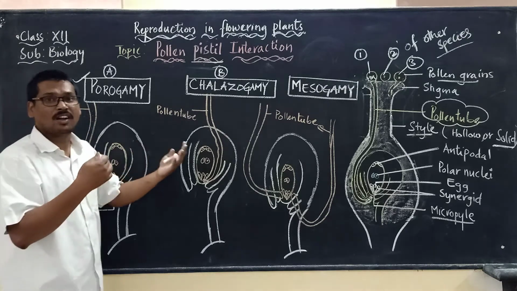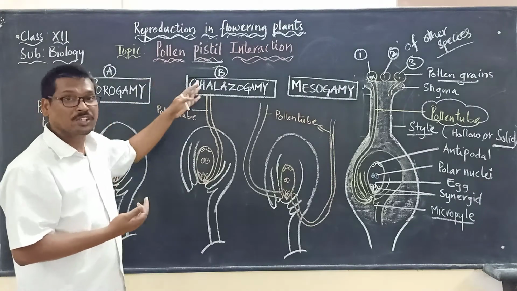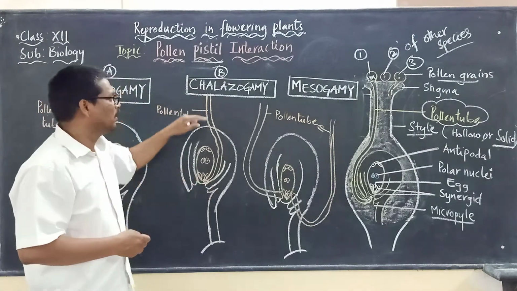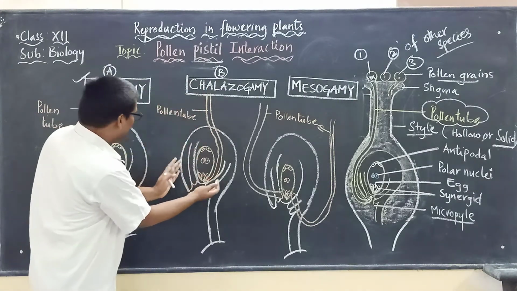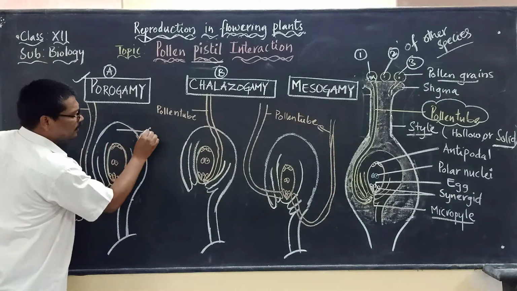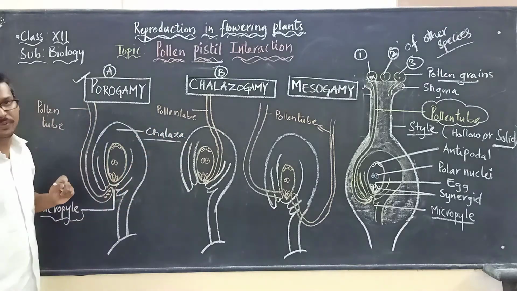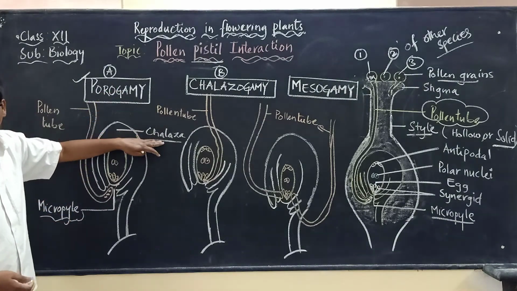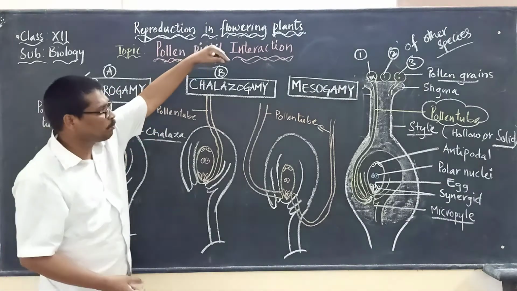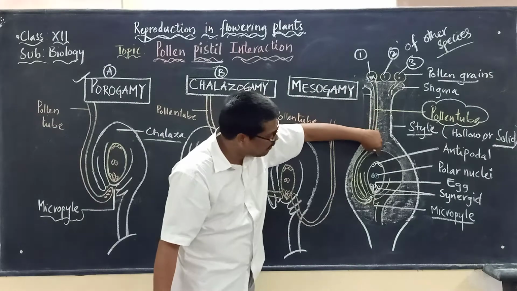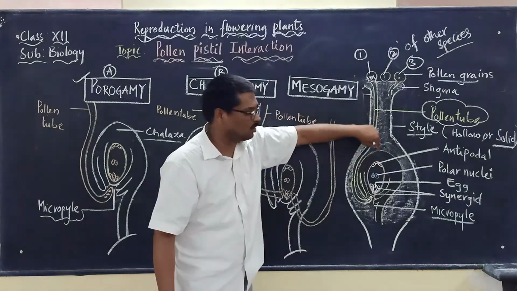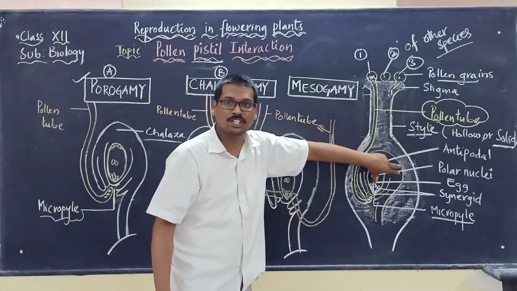But otherwise, there are also some other ways the pollen tube may enter into the ovule. See here, when we draw the ovule, this region of the ovule, we call it what? Chalaza, the basal part of the ovule. So sometimes when the pollen tube grows, it may enter through the chalazal region into the ovule.